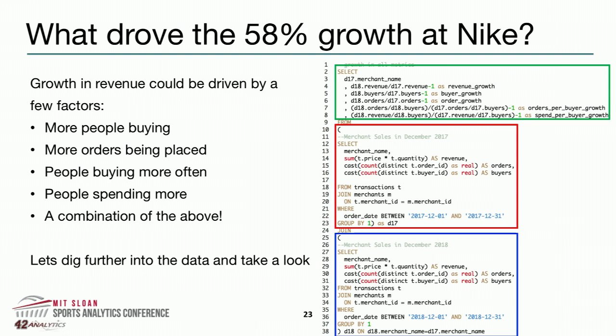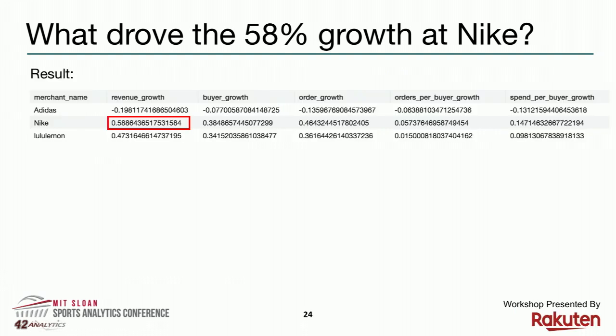So ultimately, what does that give us? If we were to run that, we're going to get a table back that looks like this, and it's going to tell us some interesting things. So we've already seen our 58% growth in revenue, but now we can actually start to see what's driving that. So if we look at buyer growth, buyers are up 38%. That's pretty good. Increasing your buyer base 38%. I think most companies would be happy with that. But that still doesn't explain the full 58%.